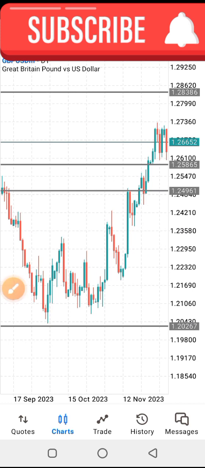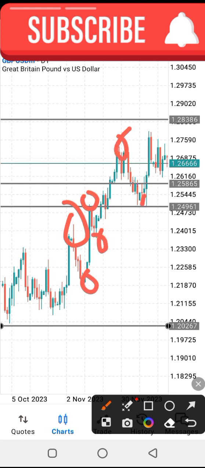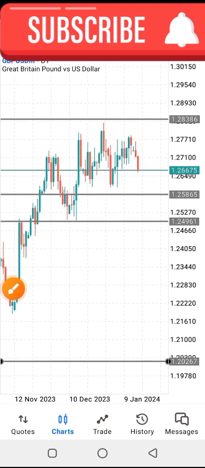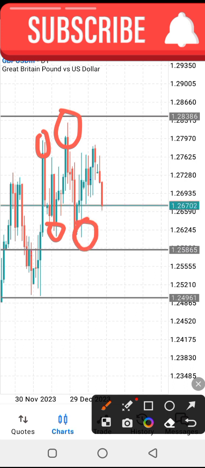Then it switched again and started moving in an uptrend, creating higher highs and higher lows, higher high, higher low, higher high, higher low, higher high, higher low. Good. So it's moving in that manner, creating higher highs and higher lows. But instead of a higher low here, it did not create a higher low, meaning reversal is just around the corner. This is the first sign that reversal is around the corner.